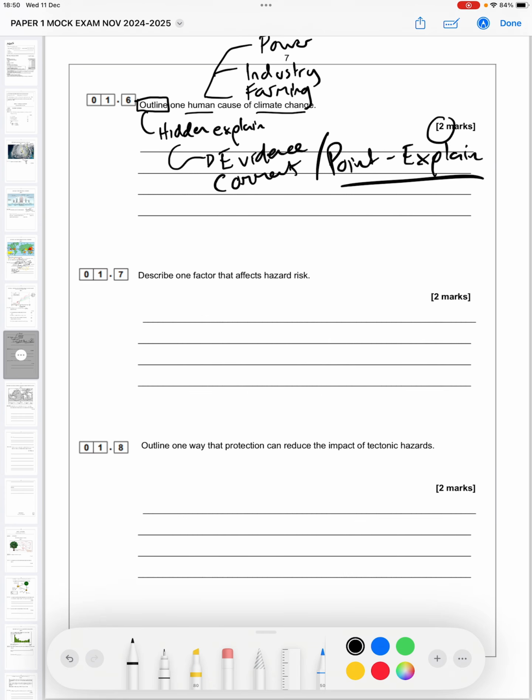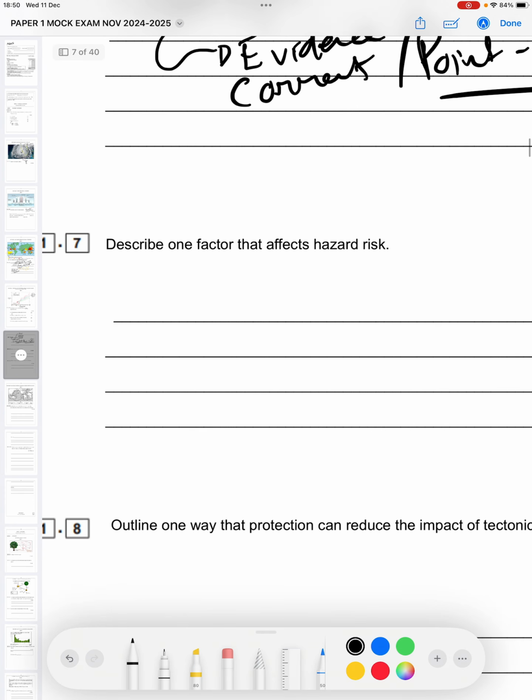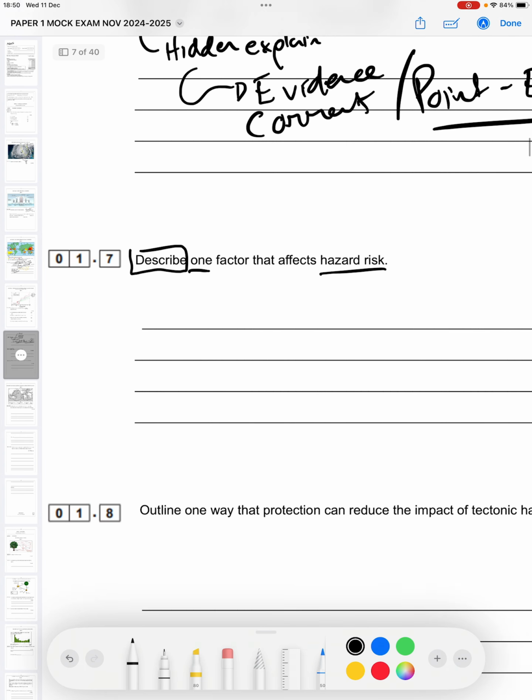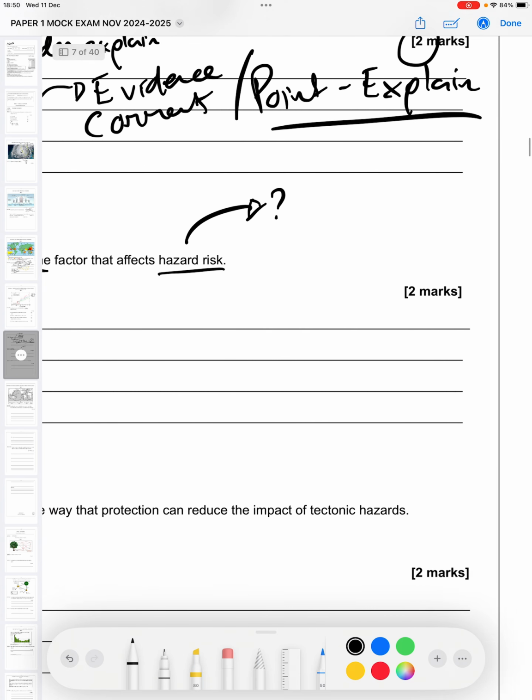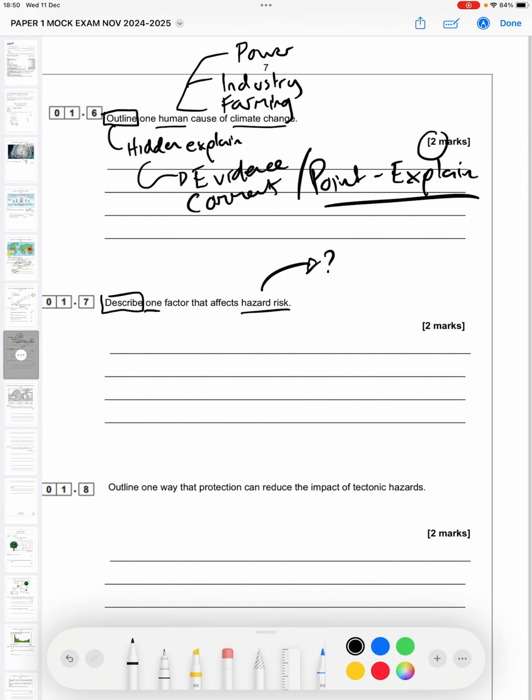Okay, here, this is an interesting question to work with here. So we have got describe. Okay. Now I actually think this is more of an explain question, but that doesn't matter. 1 factor that affects hazard risk. The reason this is an interesting question is because of this hazard risk. Now, if you do not know what hazard risk is, this question is completely locked. You will struggle to get marks here because you don't know what hazard risk is.